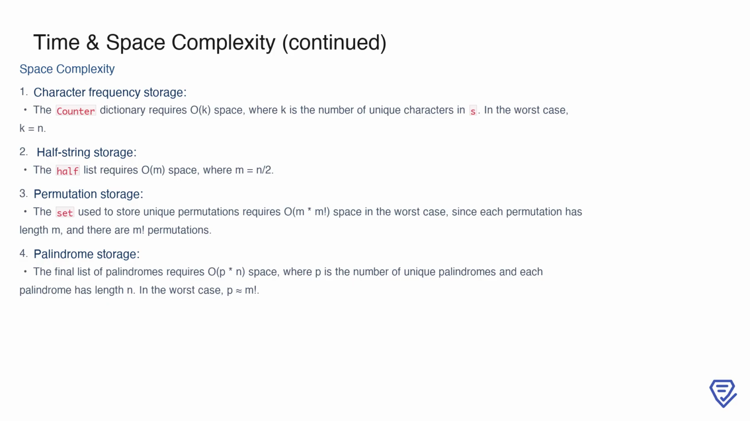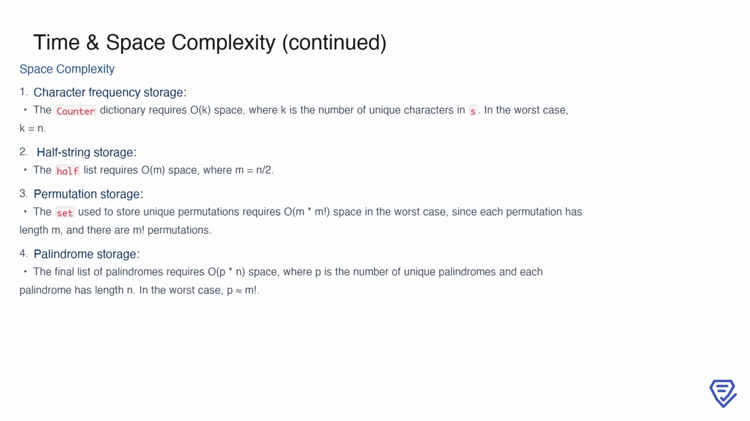Let's now analyze the space complexity of the solution. First, we store the character frequencies in a Counter dictionary, which requires O(k) space, where k is the number of unique characters. In the worst case, k equals n. Next, the half string is stored in a list, which takes O(m) space, where m is n/2. The set used to store unique permutations consumes O(m!·m) space, as it holds up to m! permutations, each of length m.